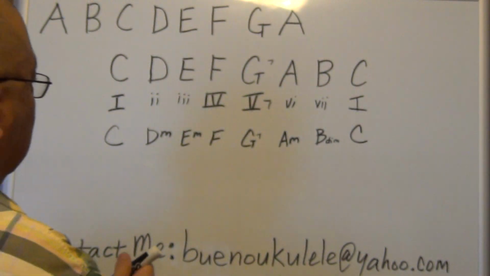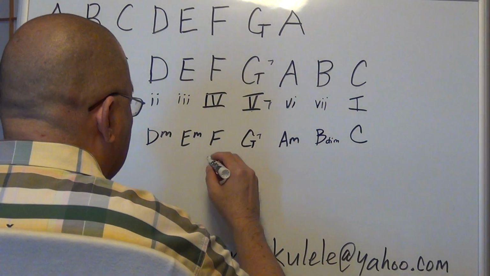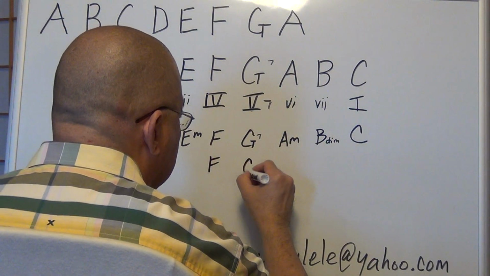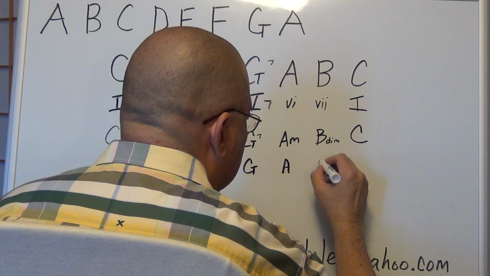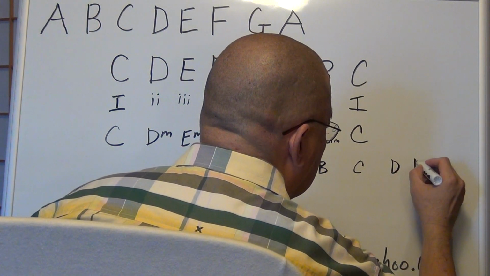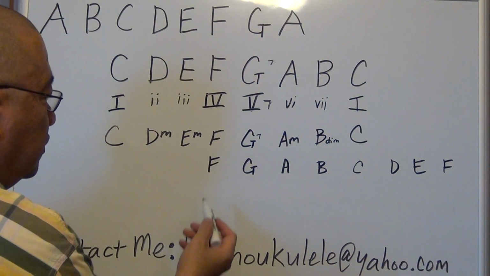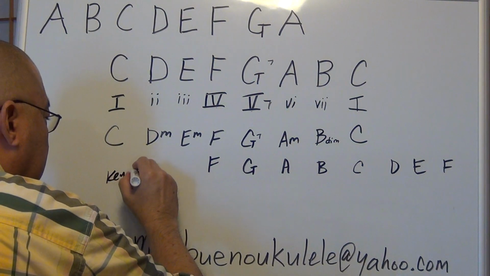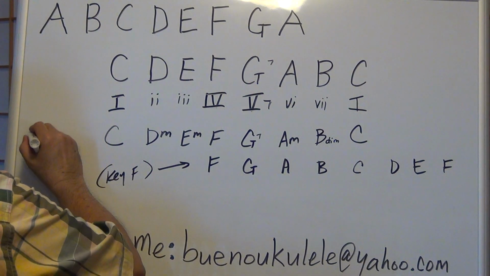Okay, so I'm going to try to do this with the available space I have. So here's the F, G, after G always comes A, then B, and C, and D, and E, and F. Okay, so first thing we're going to do is make that F, because we're in the key of F now. This was the key of C.